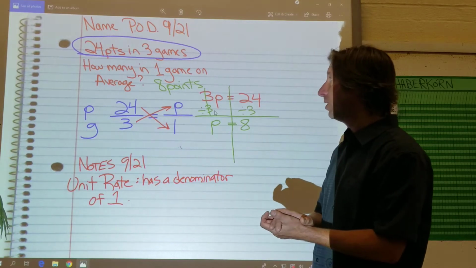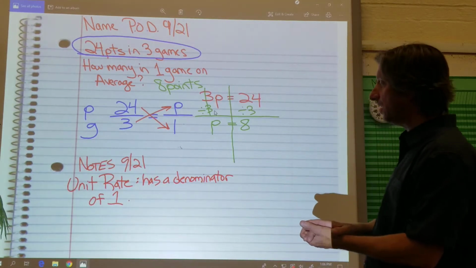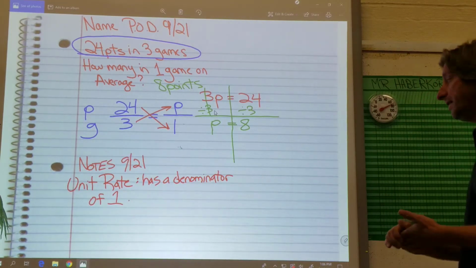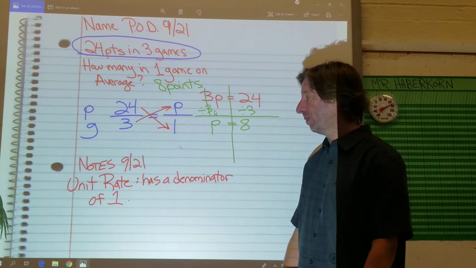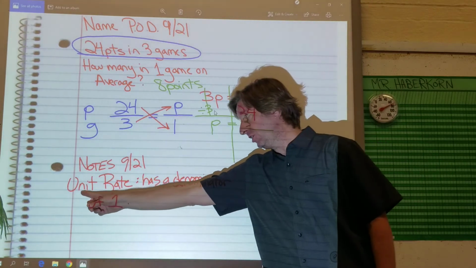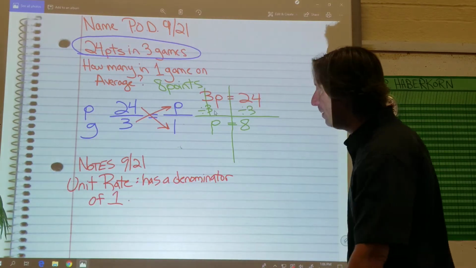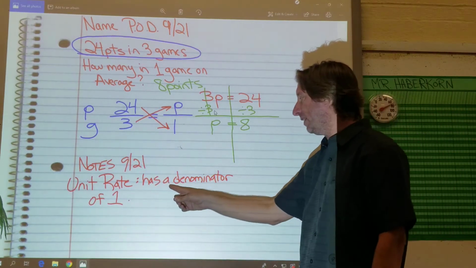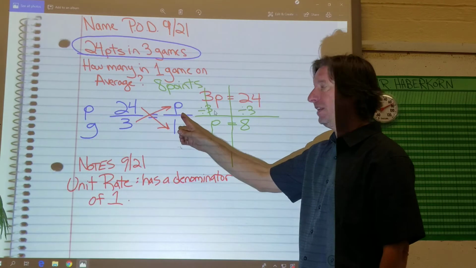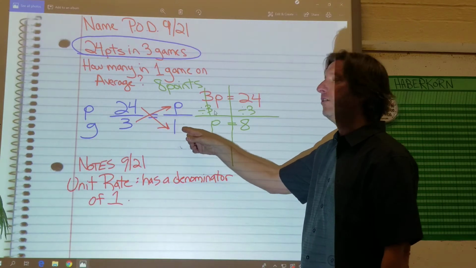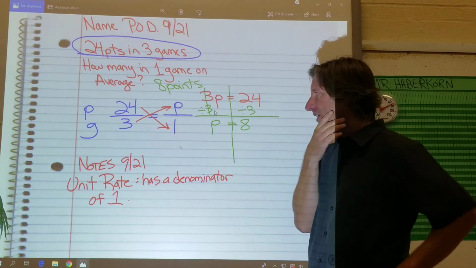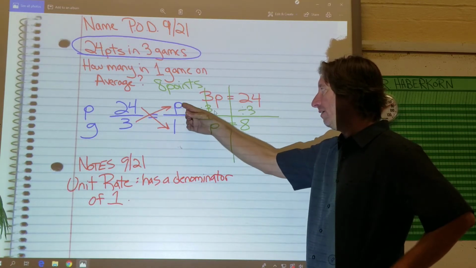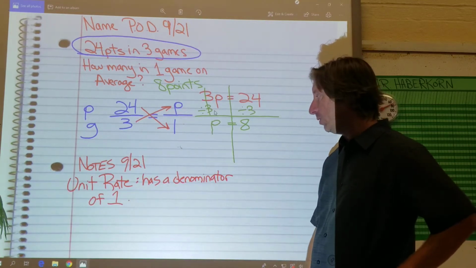Okay. So this actually leads into what we're doing today. We'll write down notes for 9.21. Our objective today is unit rates, and this is a big part of proportions. A unit rate has a denominator of 1. If you look at our problem today, we just did a unit rate problem, so this is going to be easy. We already know what to do. You want to make your denominator 1 and figure out what the other value is.